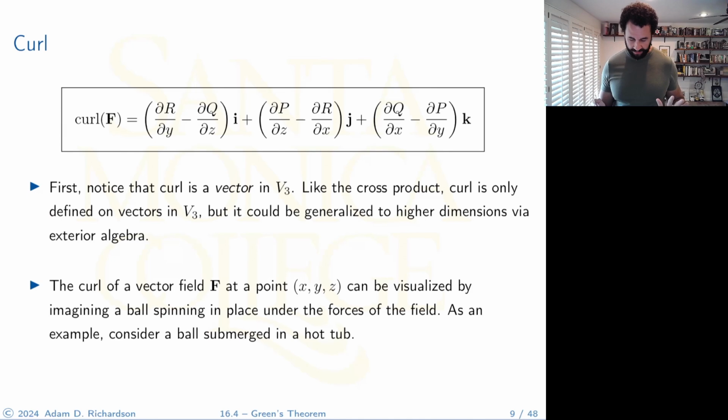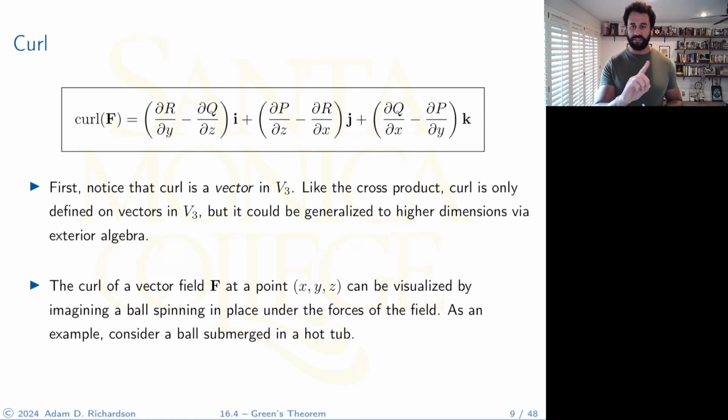So there you go. So what is the curl of a vector field? Well, you can visualize it by imagining a ball spinning or not spinning in place under the forces of the field. As an example, imagine you had a ball submerged in a hot tub, and the jets and the water in that hot tub are flowing around. Imagine if you could submerge a ball in there. How would the ball spin if it was just held in place? Would it spin at all? Would it spin clockwise, counterclockwise? Which way would it be?